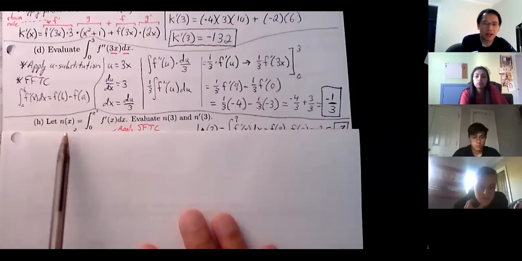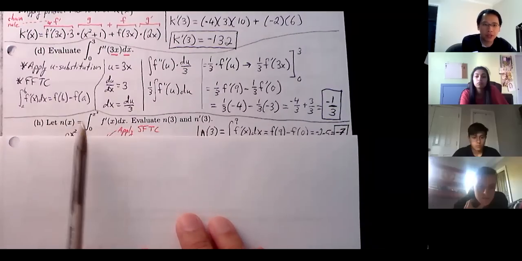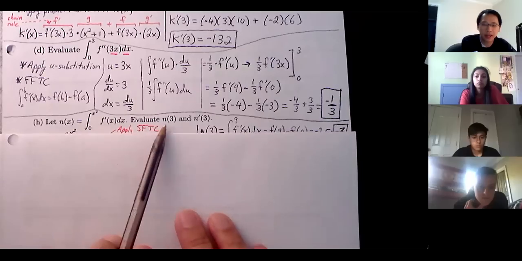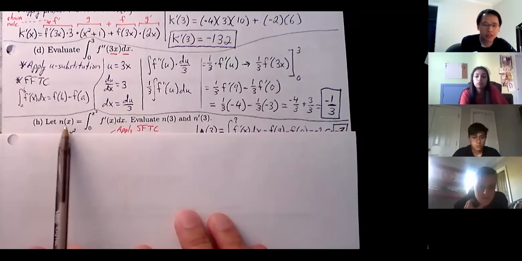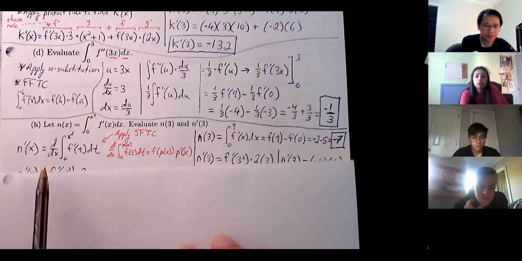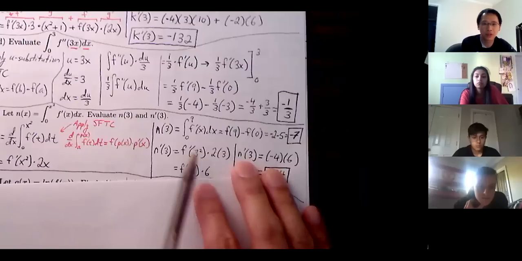Next part here. Let n of x be defined as a definite integral from 0 to x squared of f prime. Find n of 3. So n of 3, this is the n of x equation, so we can just plug 3 directly in for the x. So let's do that first.